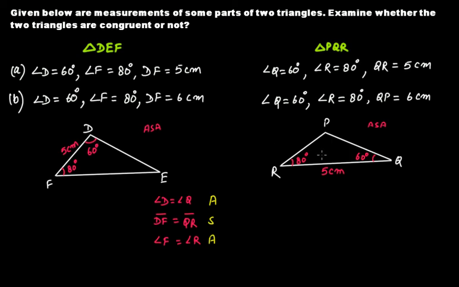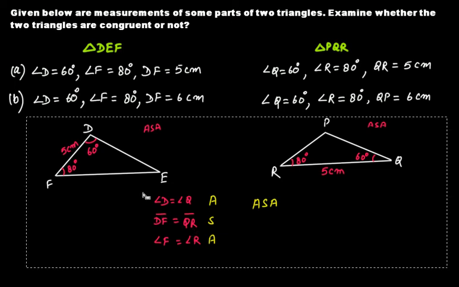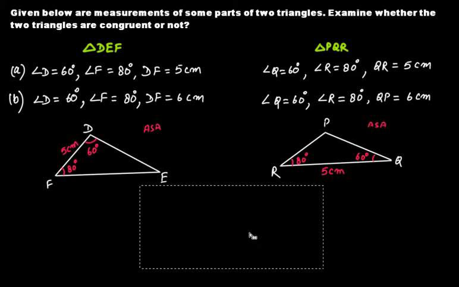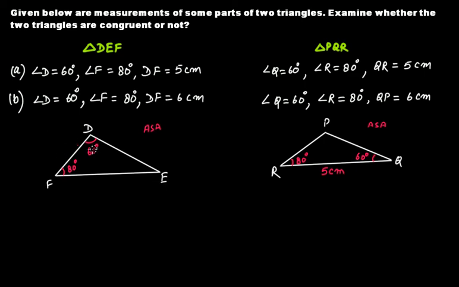Angle, side, the including side, and this angle 80 degrees. So ASA is being satisfied. Therefore yes, these two triangles, triangle DEF and triangle PQR, are congruent, and therefore by ASA they are congruent. Let's move to the second part, that is B part. Let me remove this.